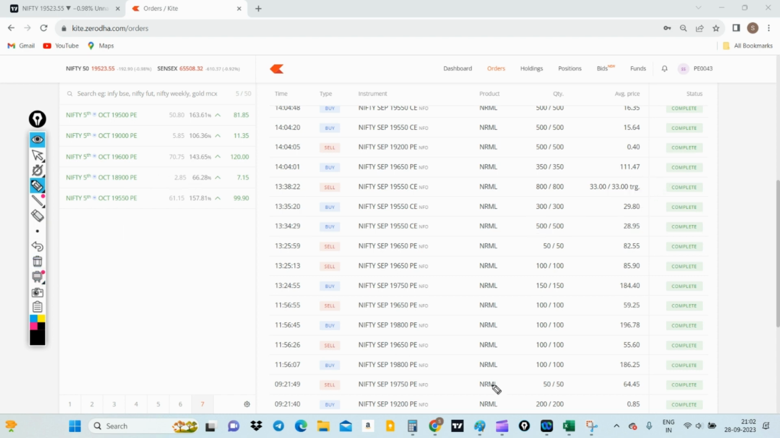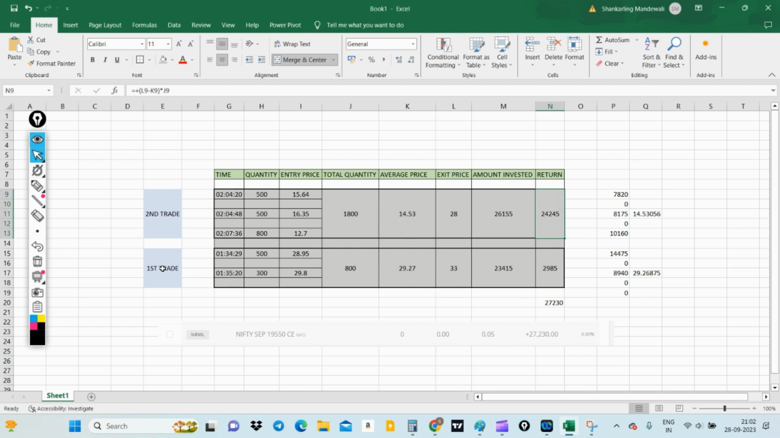I'll come to the Excel sheet to show you the overall figures for the first trade, the one which I took with 800 quantities. The average price comes around 29 rupees, and I exited at around 33. The amount that I had used for that trade is around 23,000, and I made a profit of almost 2,900. So the overall profit which I gained from this couple of trades is around 27,000.